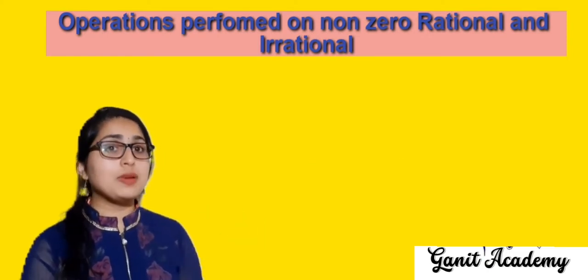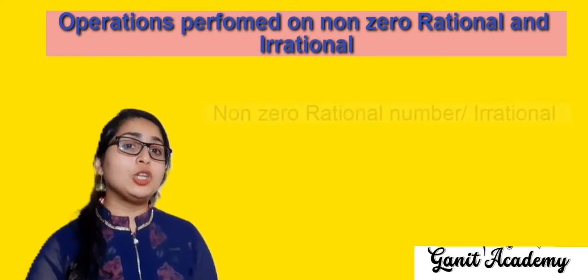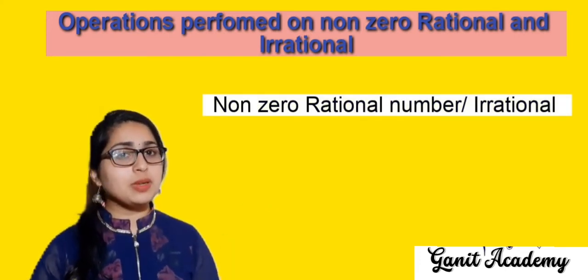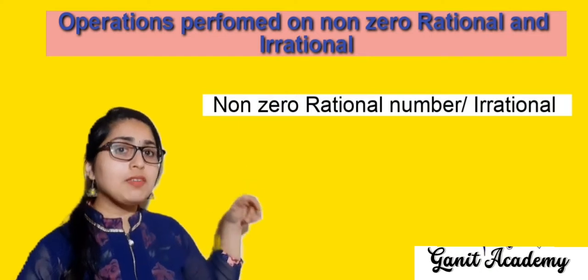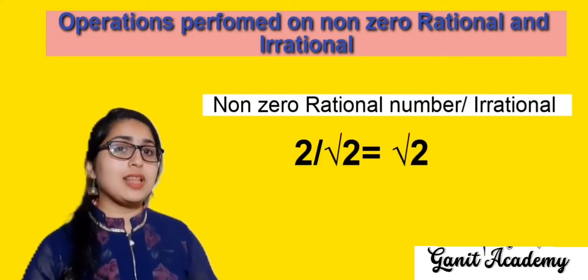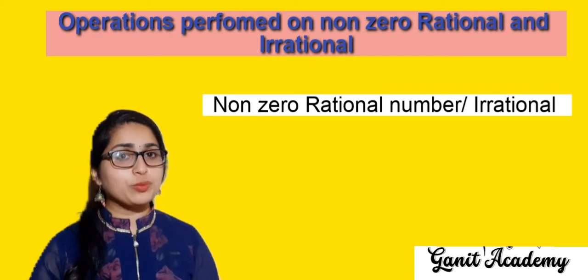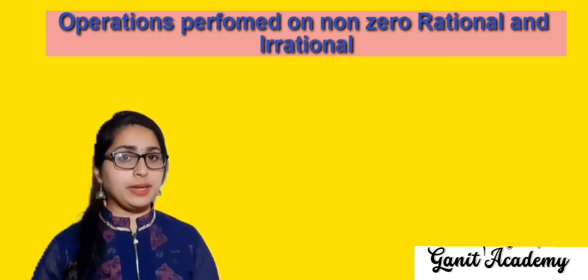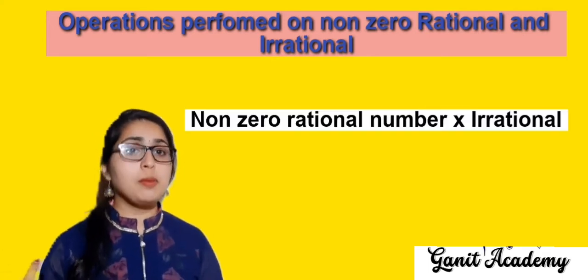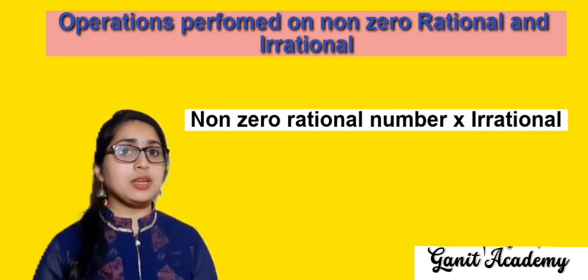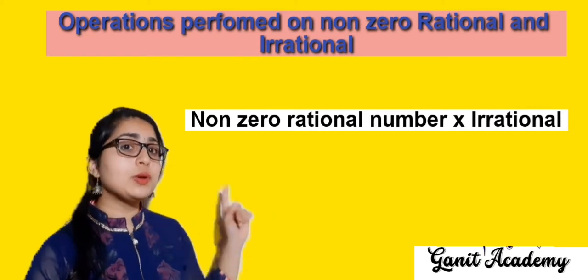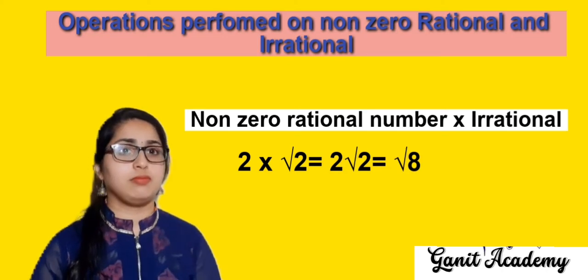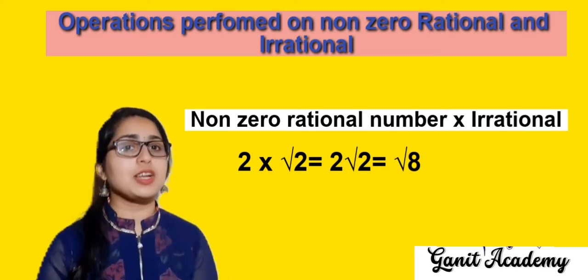Then what happens if I divide a non-zero rational number by an irrational number? I will take 2 divided by square root of 2. That will give you square root of 2. Once again it is an irrational number. What happens if I multiply a non-zero rational number and an irrational number? 2 into square root of 2 will give you 2 square root of 2, which is nothing but square root of 8. This is an irrational number.